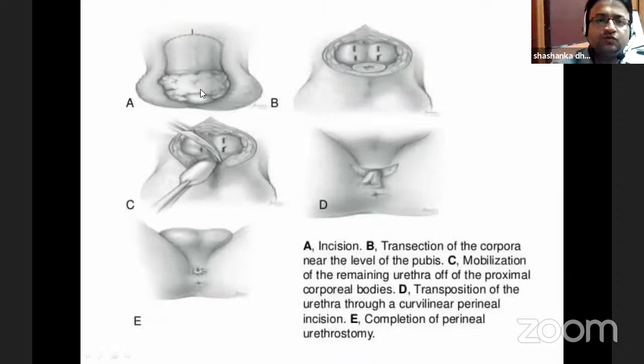Okay, so a bigger tumor, you have to isolate the urethra in a way that you can create a perineal urethrostomy. So transection of the corpora near the level of the pubis, that's the step. And then mobilization of the remaining urethra off from the proximal corporal bodies. This is the mobilization. And then transposition of the urethra through a curvilinear perineal incision, a small curvilinear incision in the perineum behind the scrotum, bring the urethra out and create a perineal urethrostomy.